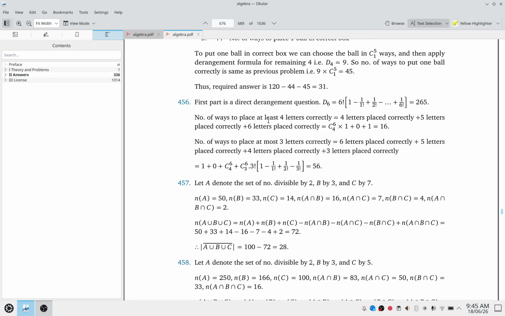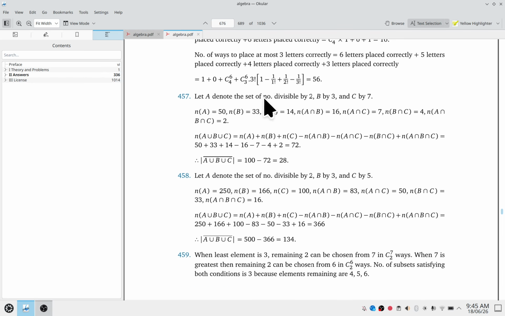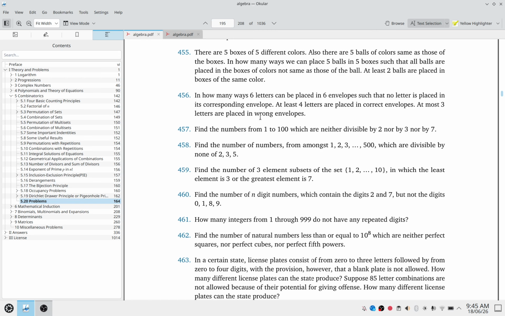Now number of ways to place at least 4 letters correctly is equal to 4 letters placed correctly plus 5 letters placed correctly plus 6 letters placed correctly, that is equal to 6C4 into 1 plus 0 plus 1, that is 16. For at most 3 letters correctly, we have 6 letters placed correctly plus 5 letters placed correctly plus 4 plus 3. So you have got the answer here as 56. I'm not going to explain it. You should be able to figure it out by now.